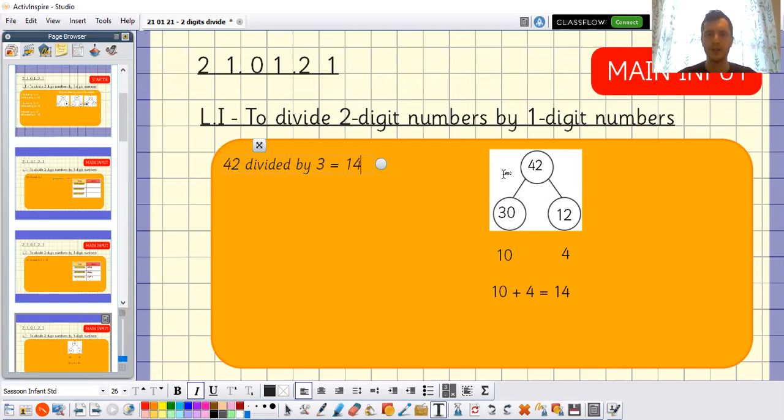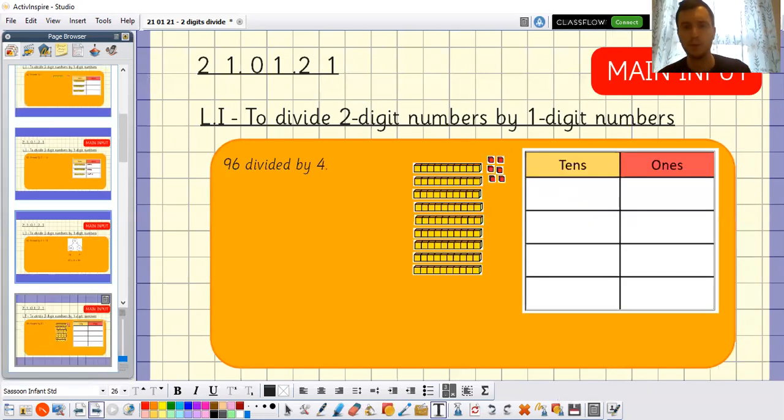So let me go through that one more time. I had the number 42. Now I usually partition that into 40 and 2, but I know those numbers don't divide by 3. So I thought about the numbers that do divide by 3. So I partitioned that into 30 and 12, because both of those numbers divide by 3. And 30 divided by 3 is equal to 10. 12 divided by 3 is equal to 4. I can add those numbers together. I get my answer, which is 14.